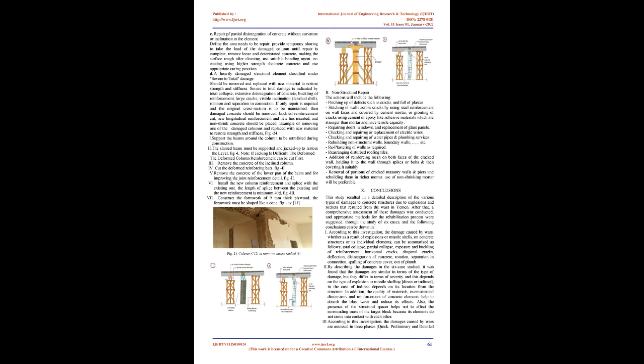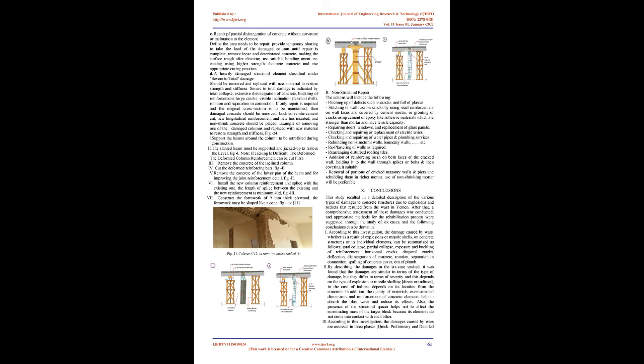If only repair is required and the original cross-section is to be maintained, then damaged concrete should be removed, buckled reinforcement cut, new longitudinal reinforcement and new ties inserted, and non-shrink concrete should be placed. Example of removing one of the damaged columns and replacing it with new material to restore strength and stiffness, Fig. 24.